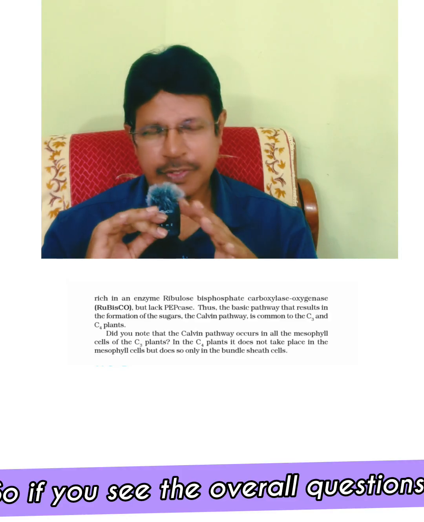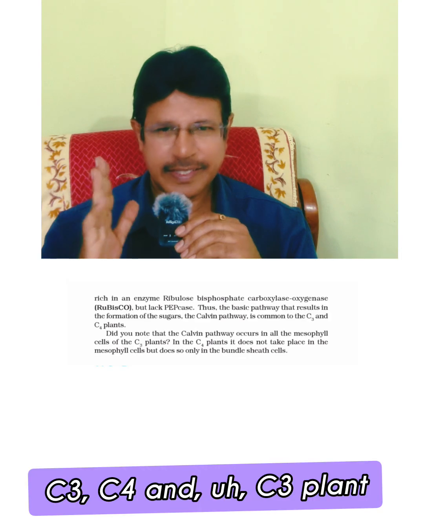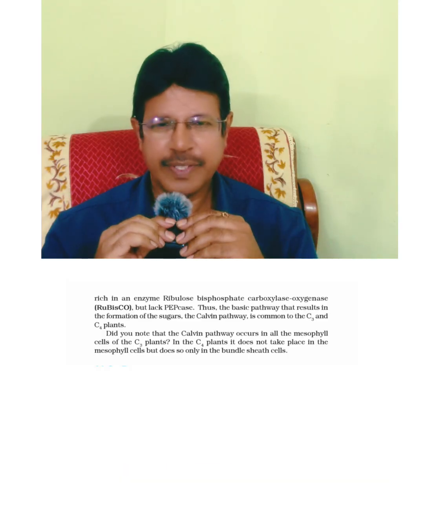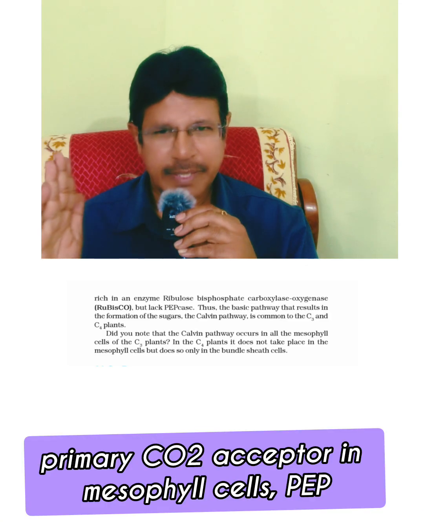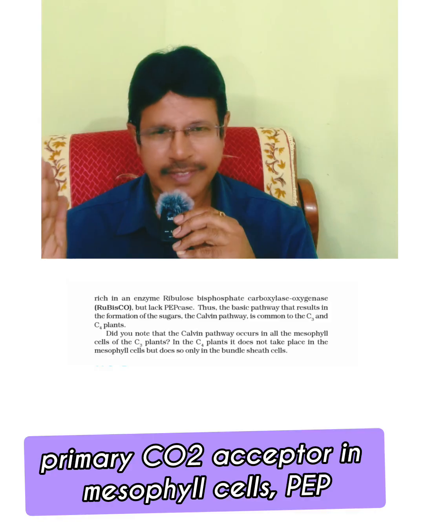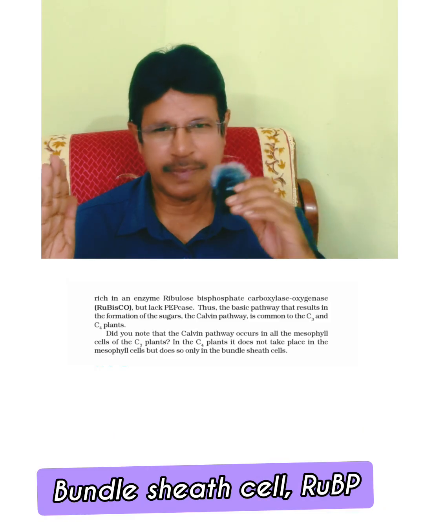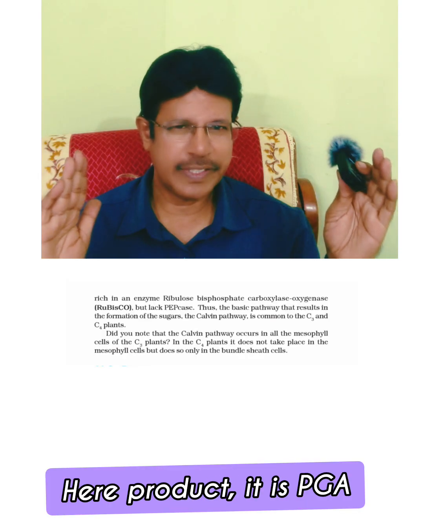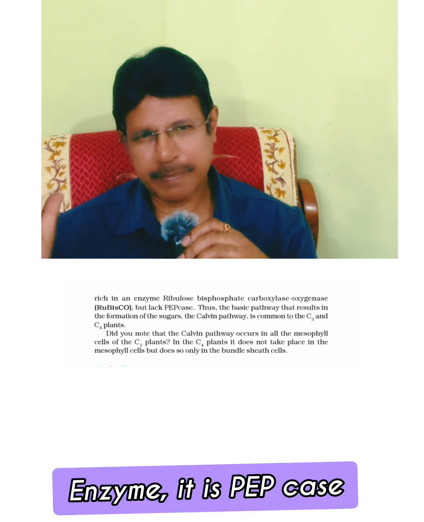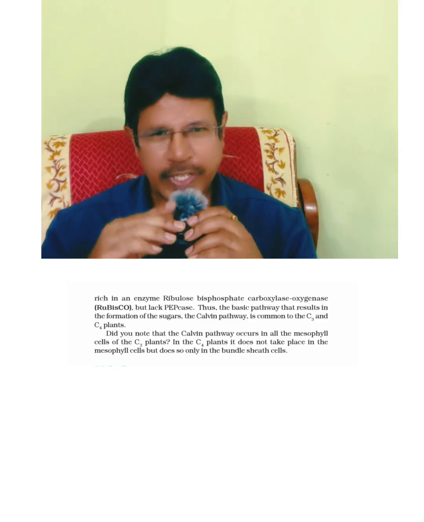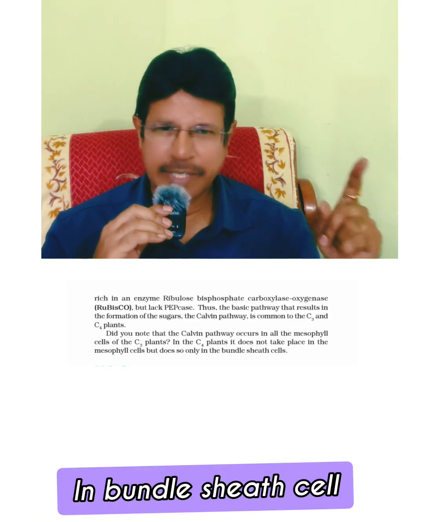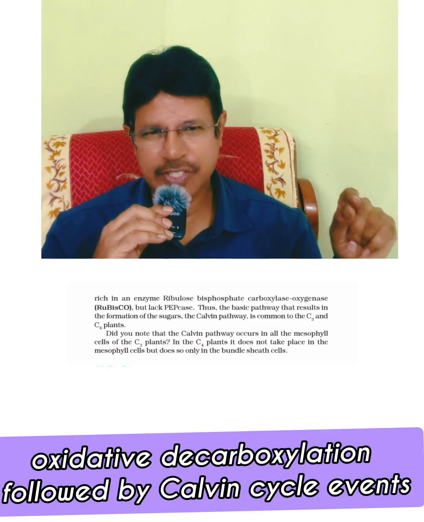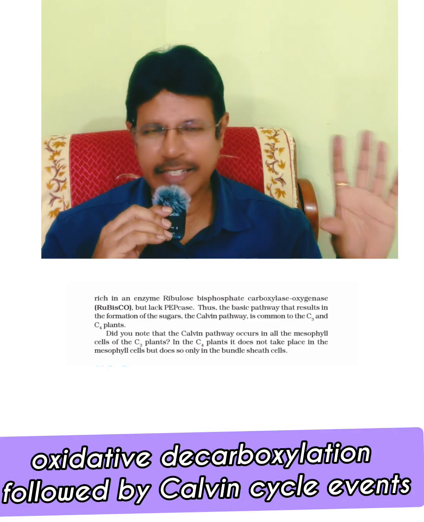Next, if you see the overall comparison, C4 and C3 plants. In the case of mesophyll and bundle sheath, the primary CO2 acceptor in mesophyll cells is PEP, and in bundle sheath cells it is RuBP. The product here is OAA, and there it is PGA. The enzyme here is PEP carboxylase, and there it is Rubisco. What types of reactions occur in mesophyll cells? Carboxylation, reduction, phosphorylation. In the bundle sheath cell, oxidative decarboxylation followed by Calvin cycle events.